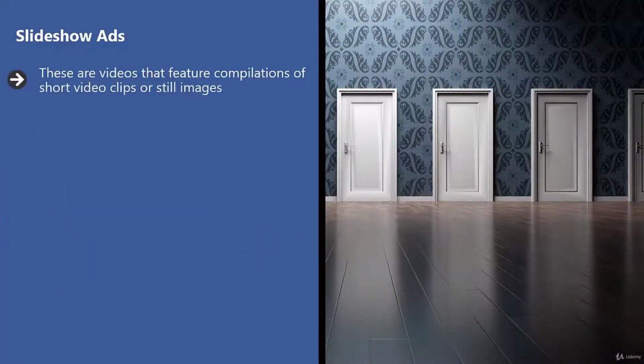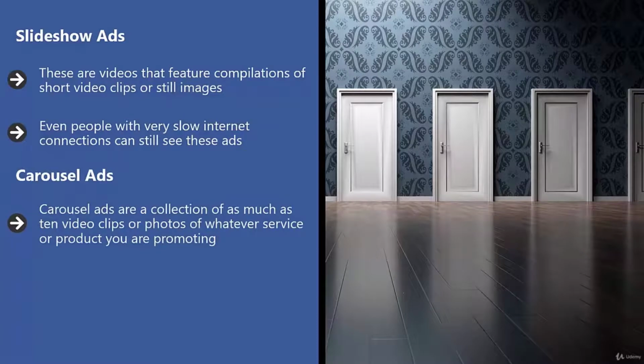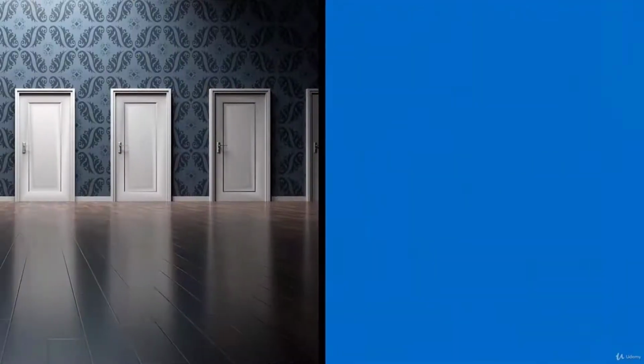Slideshow ads. These are videos that feature compilations of short video clips or still images. The key here is to grab attention while at the same time saving bandwidth. Even people with very slow internet connections can still see these ads. They attract quite a bit of eyeballs. Carousel ads. Carousel ads are a collection of as much as 10 video clips or photos of whatever service or product you are promoting. The great thing about carousel ads is they tend to be longer, so you have a lot more space and opportunity to present the benefits of your product as well as different features. This is a great way of explaining what your product brings to the table in an attention-grabbing way.